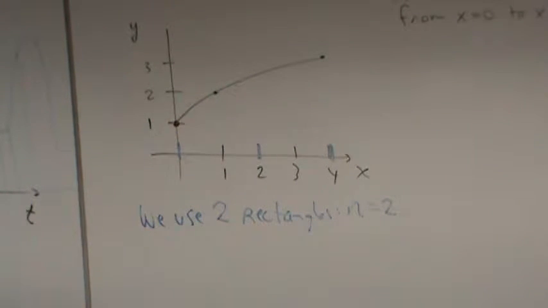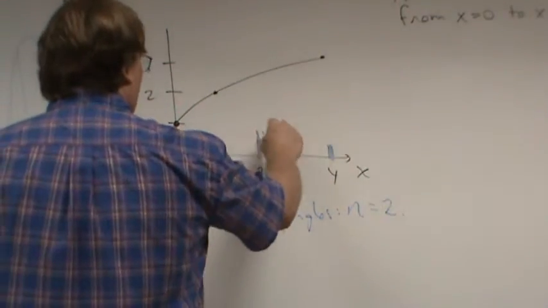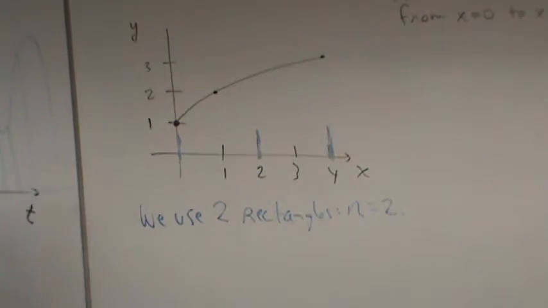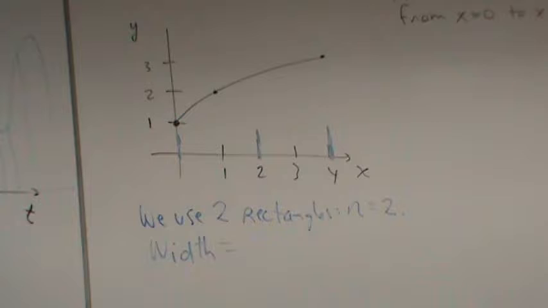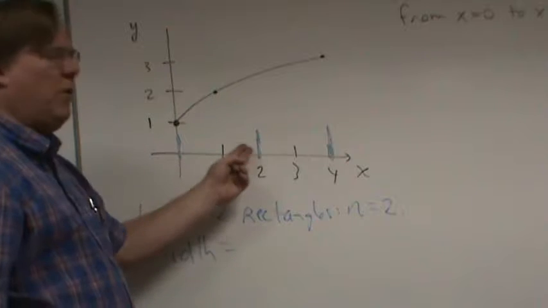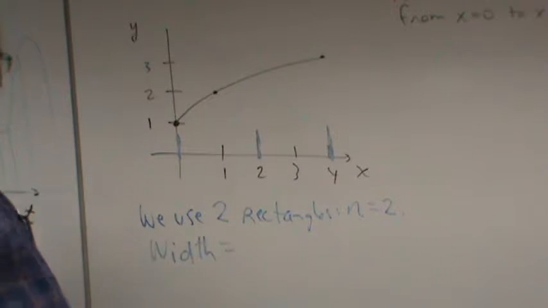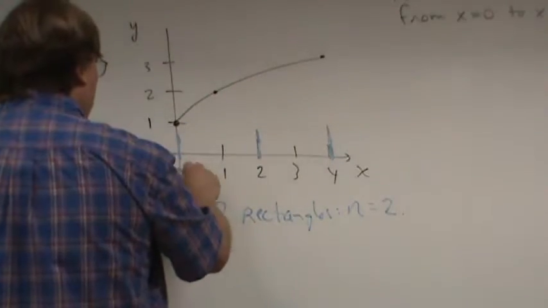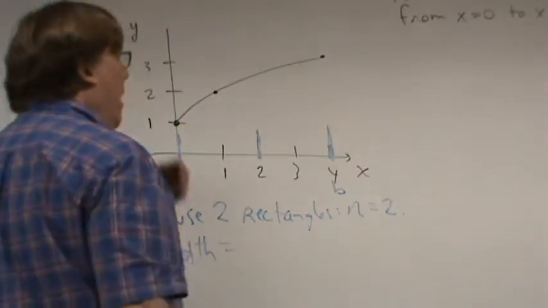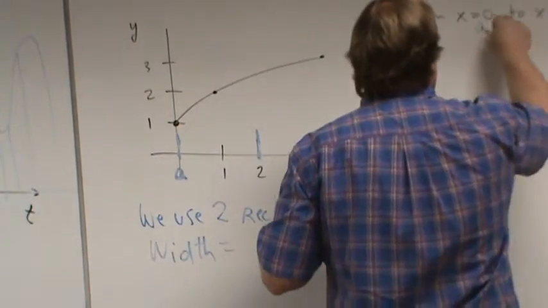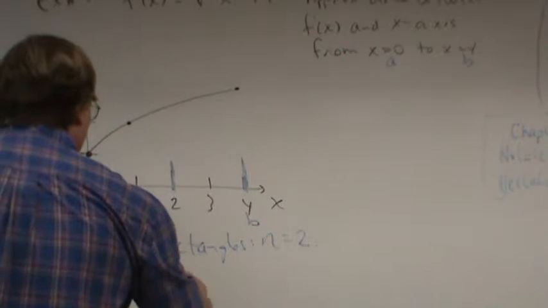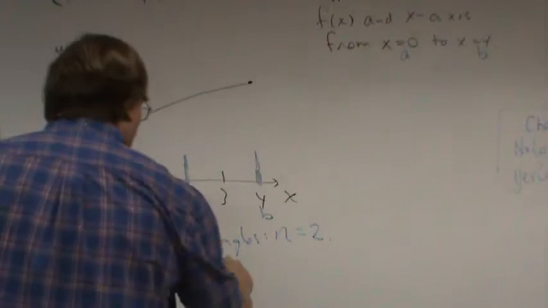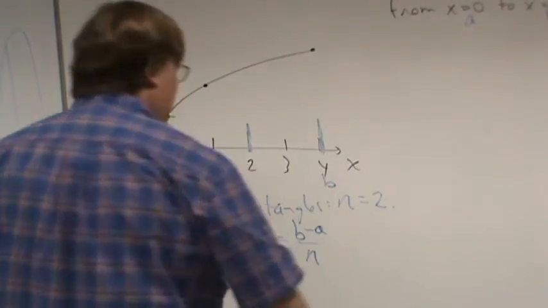To get the area of a rectangle, I need to know 2 things, right? I need to know the width and the height. Let's go ahead and get the width. What's the width of each of these 2 rectangles? 2. Good. Generally, if you want to know the width of a rectangle, you say, okay, let's say the first point is A and the last point is B. This guy is my A and that guy is my B. Then the width of your rectangle, which we're going to call delta x, ends up being B minus A over N.